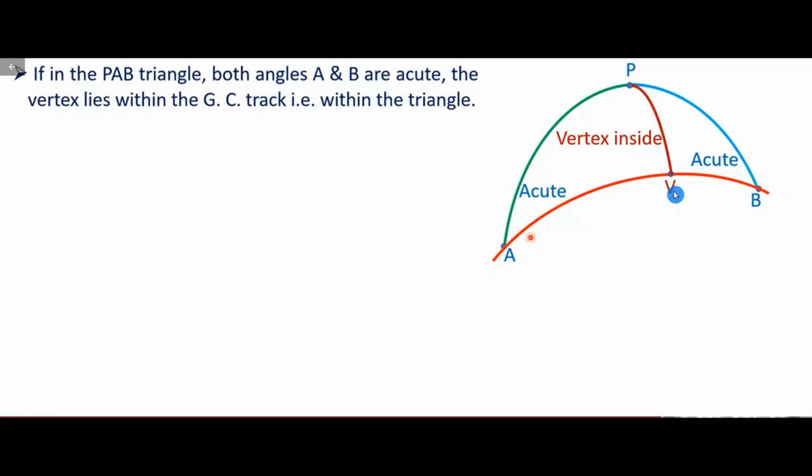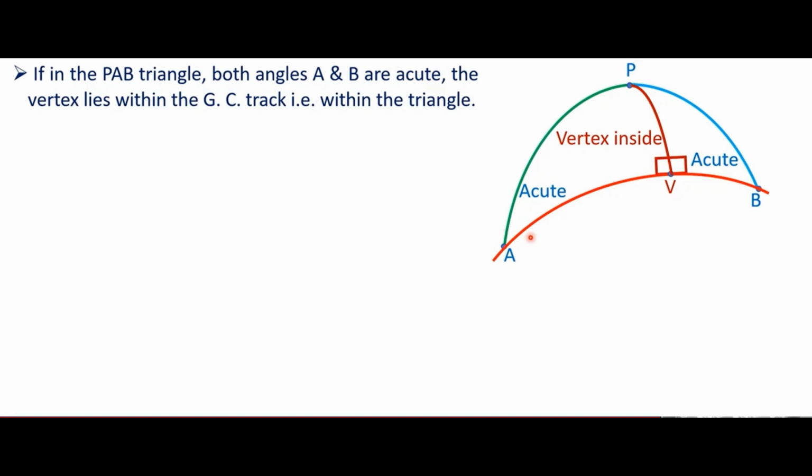Is it clear now, beta? Yes sir. Okay. So shall we move ahead now? Yes sir. This meridian shall cut the great circle at 90 degrees at the vertex. So this angle is 90.